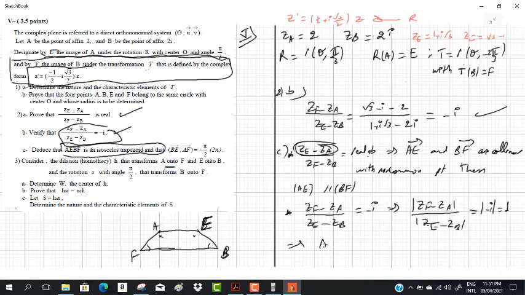The modulus of ZF minus ZA is AF over BE, equal to 1. Then AF equal BE. Two sides parallel, so it is a trapezoid, and the two non-parallel sides are equal, so it is an isosceles trapezoid. Then ABFE is an isosceles trapezoid.